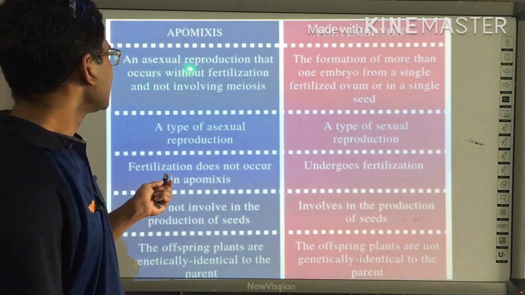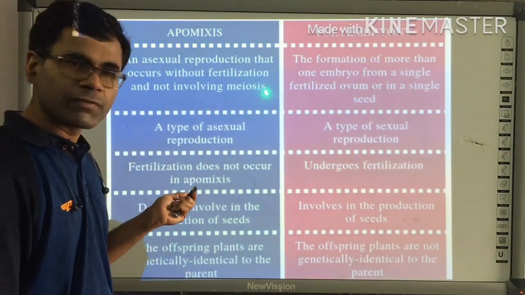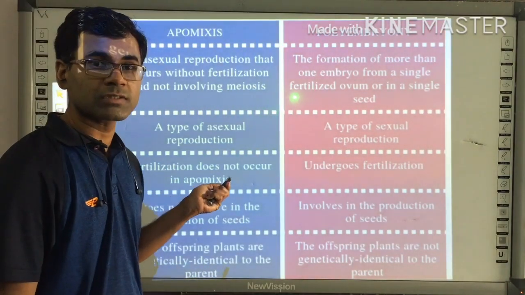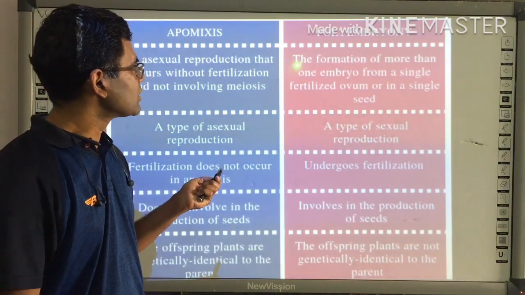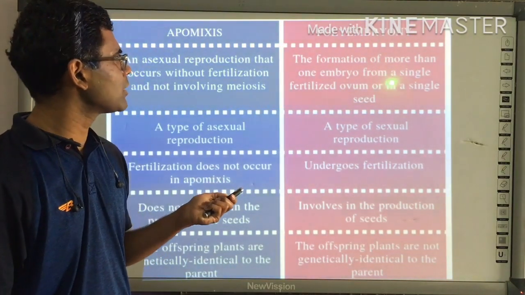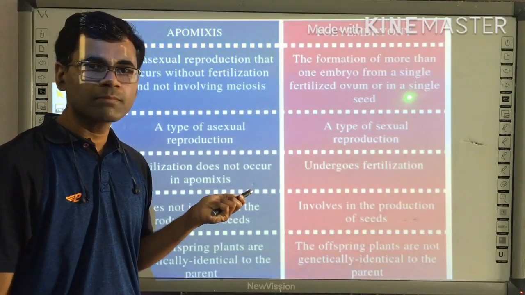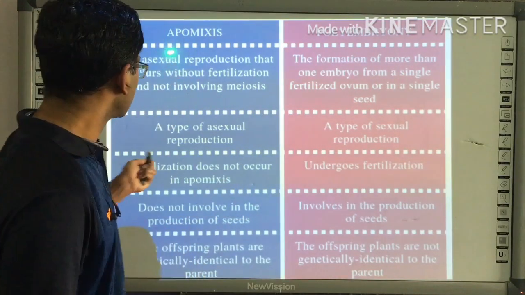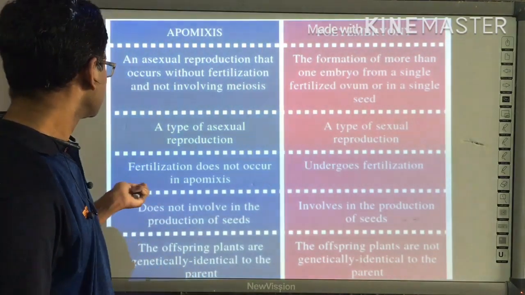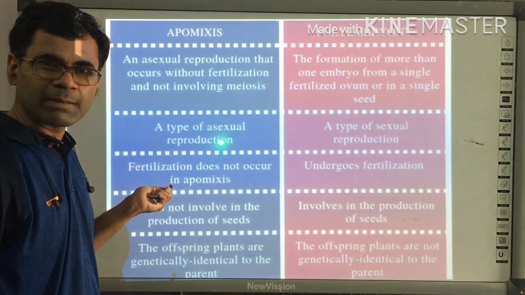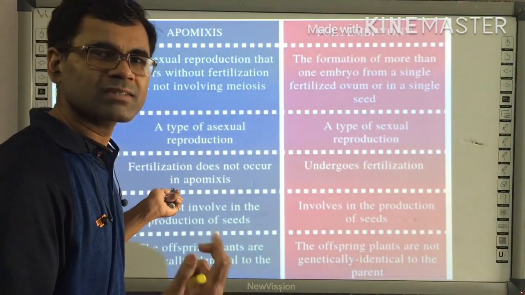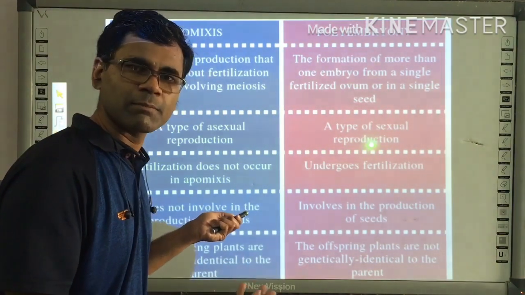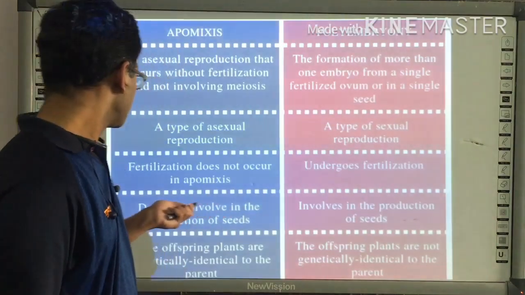At the last of this lecture, let's have a quick look at apomixis and polyembryony. Apomixis is an asexual reproduction that occurs without fertilization, and it does not involve meiosis. While in polyembryony, more than one embryo forms from a single fertilized ovum. Here fertilization is taking place, and there no fertilization. Second, apomixis is a typical asexual type of reproduction, though it mimics sexual reproduction. But in polyembryony we are developing many embryos by multiple fertilization.